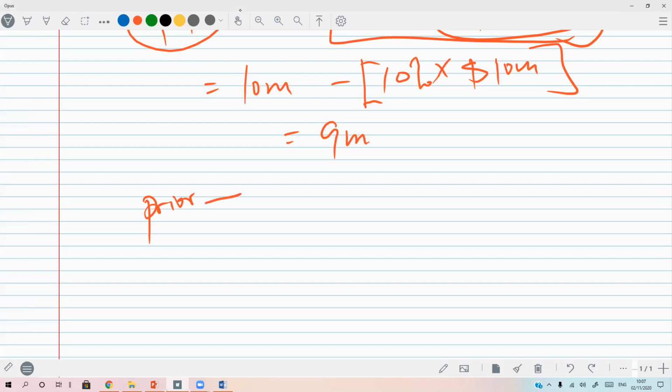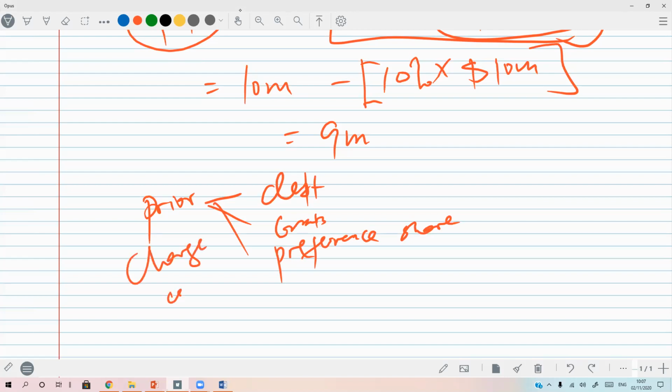Prior charge capital includes the debt, and in case there are grants you need to pay. Preference share capital is part and parcel of prior charge capital. So it's not synonymous, but it's part of it, an example of a prior charge capital.